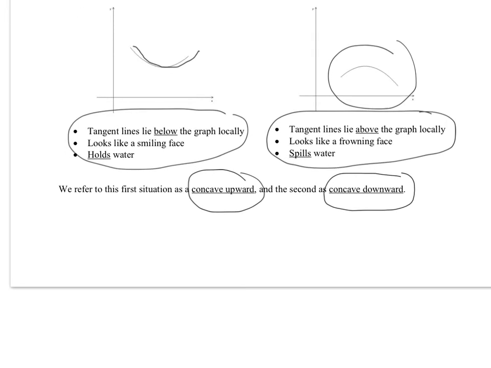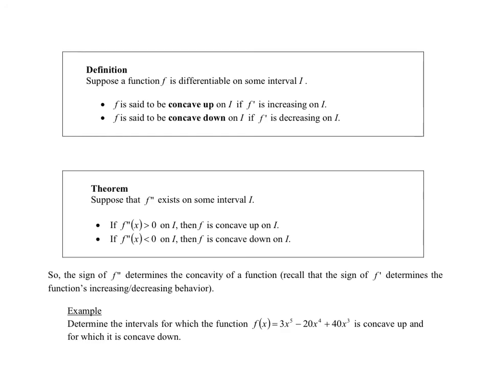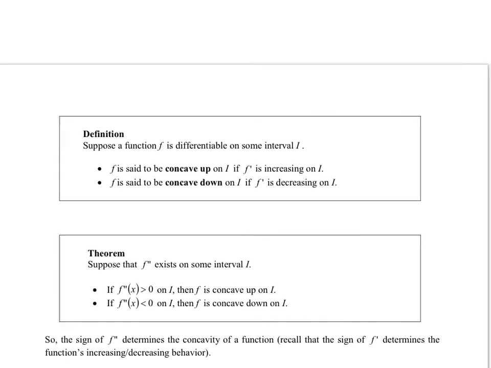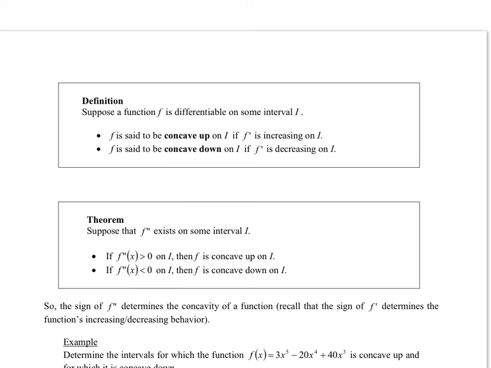And I think that's all we've got on the page. Okay, so let's skip ahead to the next page. So there are your official definitions of what it means to say that a function is concave up, or concave down. The function f is said to be concave up on an interval I if f prime is increasing on I, and the function f is said to be concave down if f prime is decreasing on I.